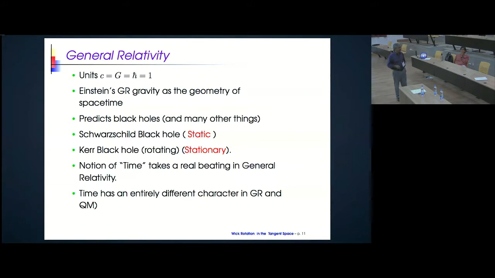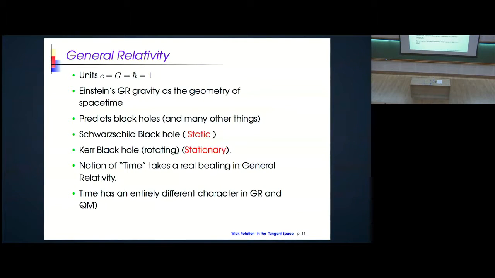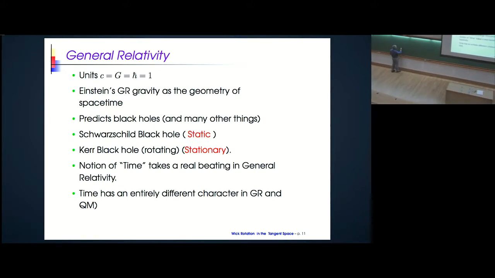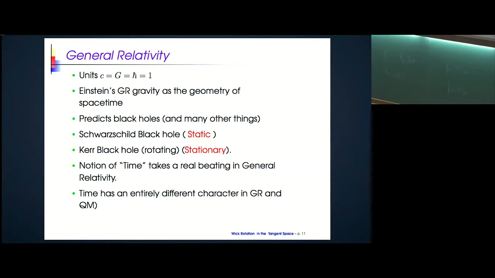Both static and stationary spacetimes are in a sense time independent, in the sense that they have a time-like Killing vector. Let me just gloss over some subtleties here. Suppose you have a Killing vector xi. What it means is that the metric is derived by that Killing vector. If the Killing vector xi is hypersurface orthogonal, then you say that it's static. But if it only satisfies this condition and not this, you say it's stationary.